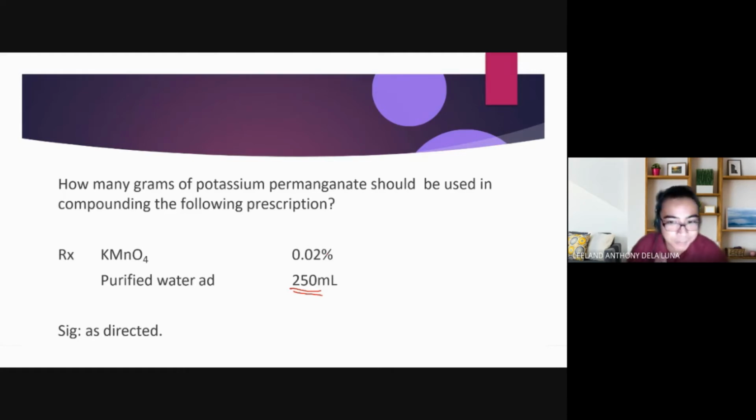Ang gagawin natin ito, class, mag-ratio and proportion tayo. Okay? Now, this is assuming, class, that this is weight per volume. Hindi na-indicate eh. Pero assuming natin ngayon, this is weight per volume. Okay? So, ang magiging ratio ko dito, class, would be 0.02 grams is to 100 ml. So, therefore, ilang grams ang gagamitin ko to make 250 ml?